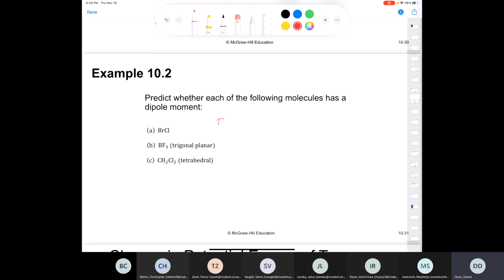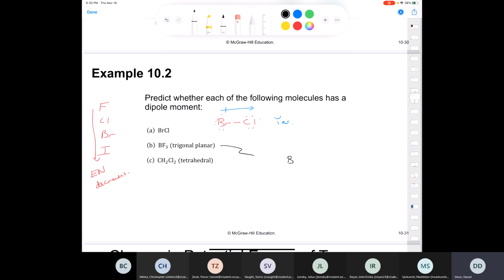If we were to draw a Lewis structure for BrCl, since they're both halogens, it's going to look something like this, isn't it? Now, even if you don't have the electronegativity values memorized, no big deal. Because we know, as I said on the last slide, that electronegativity decreases as we go down a group, right? EN decreases. So that means that chlorine is more electronegative than bromine. That means it's going to pull more of the electron density towards itself. So this will be a polar molecule. The answer is yes. What if we have BF3, boron trifluoride?